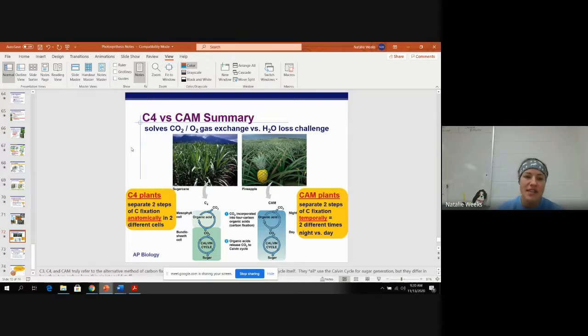So just a little bit of a summary of these different things. We have C4 and CAM. Okay, so C4 plants separate the two steps spatially. CAM plants separate them temporally, so different times of the day, okay, in order to retain all of the moisture in the plant.